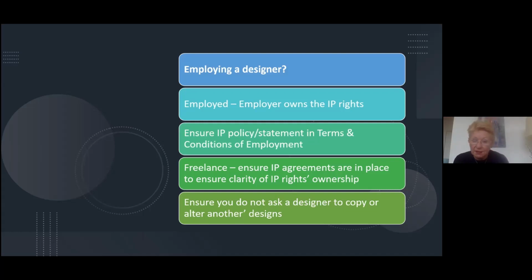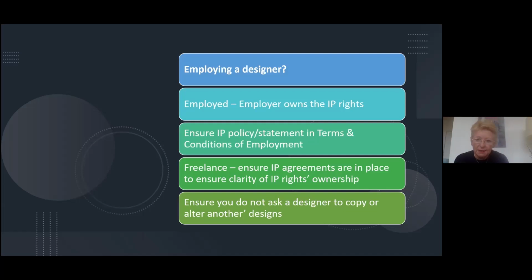If you have a design team or you employ a designer, then as probably you all know, the employer owns the IP rights. A word of caution there: obviously employees do go from place to place, and the most important thing is to have that agreement in place about the protection of your IP should an employee leave to go to another country, and that's all about trade secrets.